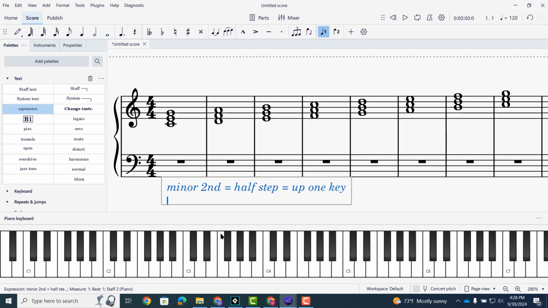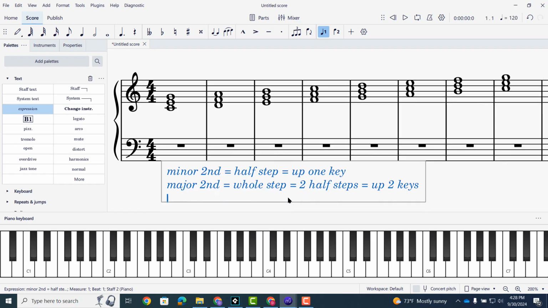Now, major second equals a whole step. And so 2 halves make a whole, so that's the same as 2 half steps. How many keys up is that on the keyboard? So up 2 keys. Remember, you don't count the first one, you count the second one.